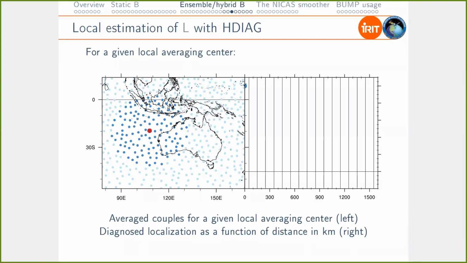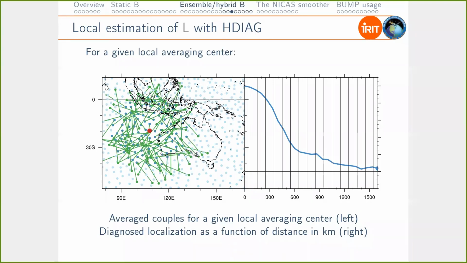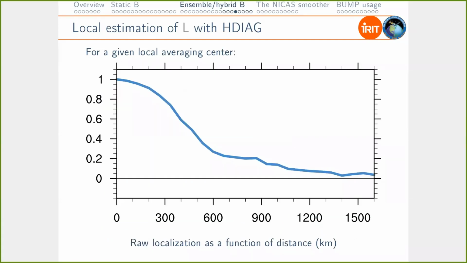So here is an example of what we get for a given local averaging center, the red point here, and we will average the quantities over the dark blue points in its neighborhood. And we can see that with all these couples, we get an estimation of the localization function. And again, we do the same process for many local averaging centers over the whole domain.